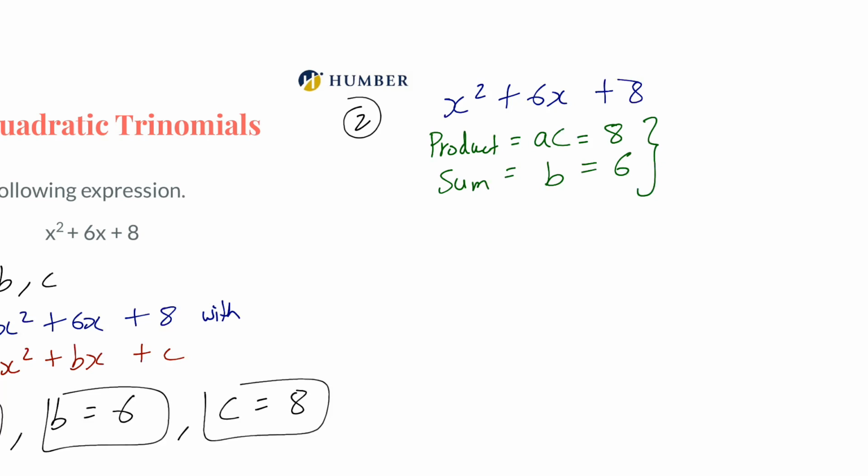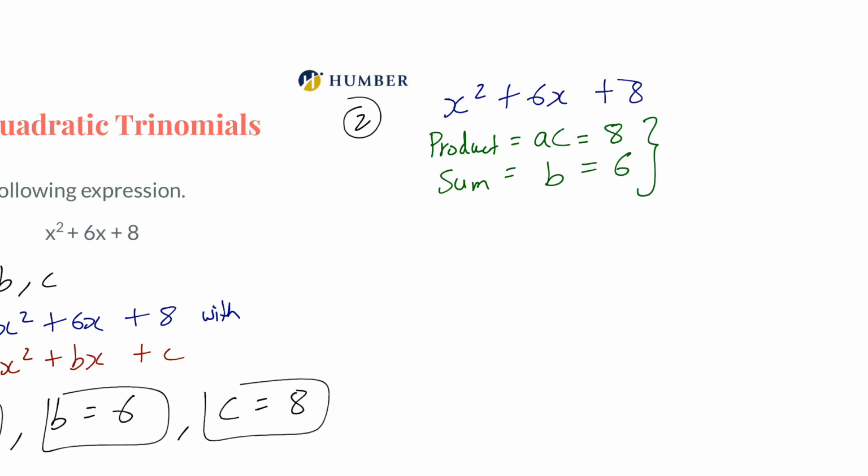It's add to 6, multiply to 8, right? No, oh yeah, sorry. Multiply to 8, add to 6, that's right. I tend to focus on the product first. It's 4 and 2. Let's check. 4 times 2 is 8. 4 plus 2 makes sense. Sure, of course.